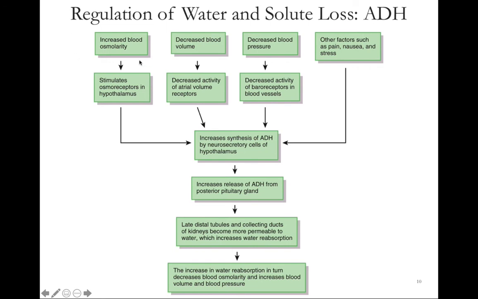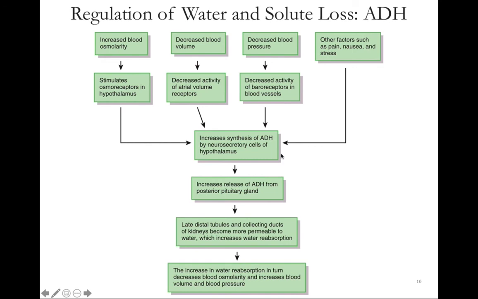Just as with our last feedback loop, increased blood osmolarity is going to indicate increased concentration of solutes inside of the bloodstream. We will also see that a decreased blood volume and a decreased blood pressure will both as well increase the synthesis of antidiuretic hormone. So what you may have noticed here by now is that all three of these stimuli are going to be the exact same stimuli that stimulated the thirst response. Decreased blood volume is going to decrease the activity of the atrial volume receptors, just like as we saw with the thirst response, and decreased blood pressure is also going to lead to decreased activity of the baroreceptors. All of these exact same stimuli are going to lead to the synthesis of antidiuretic hormone also.